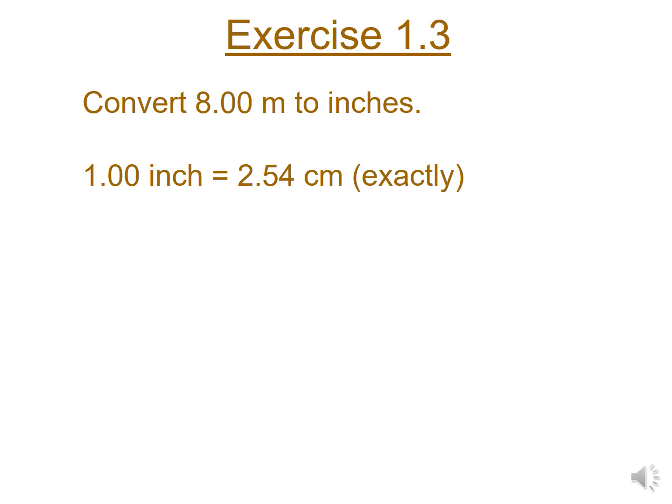In this exercise, we'll use the unit factor method to convert 8 meters to inches. We're given one equivalence statement. We're told that 1 inch is equal to 2.54 centimeters exactly. This, however, does not allow us to convert meters to inches because we don't have an equivalent statement here relating meters to centimeters, so we can't go directly from meters to inches.